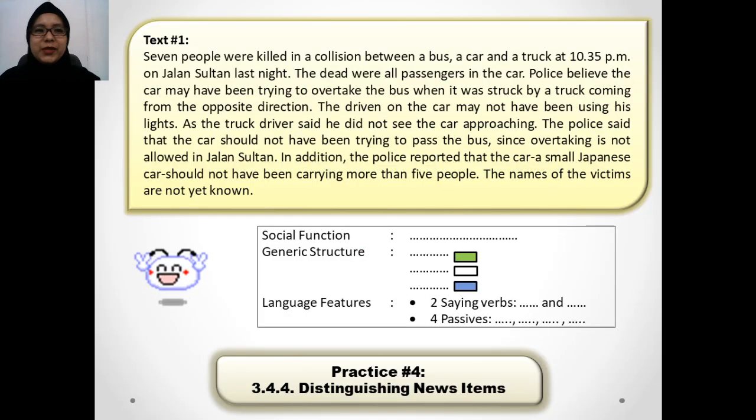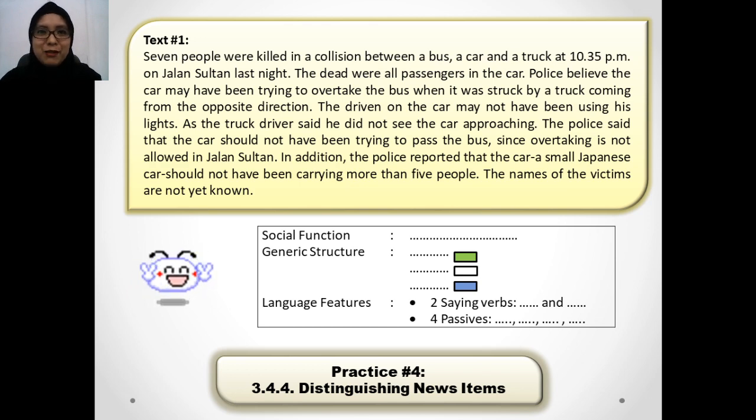Let's go. This is your first text. I'm giving you later on another text. Okay. Again, you are going to find the social function. Remember how to begin? Yes, to inform the readers about, and then you continue yourself. The generic structure, newsworthy event, background event, and source. And then here, you must find two saying verbs, and then four passives. Alright? Remember, this is not enough for you.